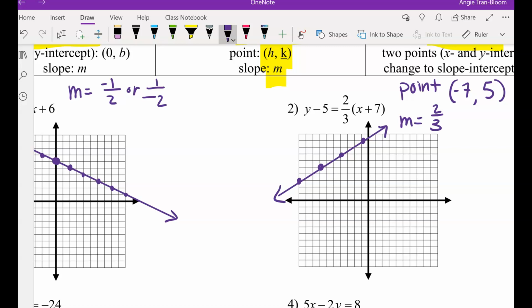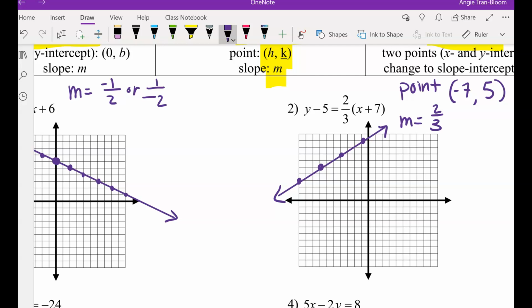Because you have a point-slope form here. You see it? It's y minus k equals m times the quantity of x minus h. But the point is h comma k. Because it's a minus h, we take the positive h to make a point, and we take a positive k to make a point. Okay? Good job.